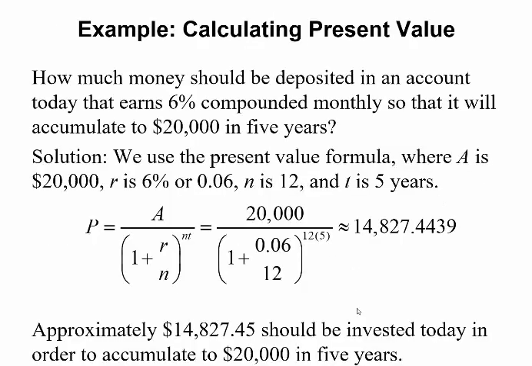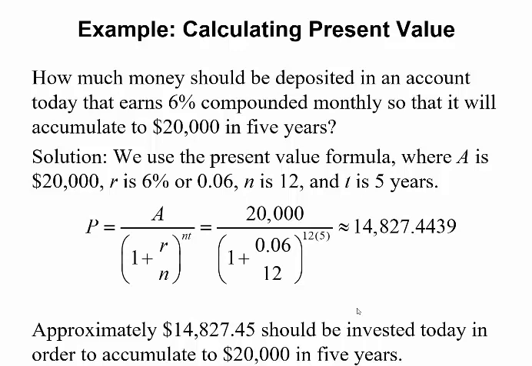All right, let's do an example. So how much money should be deposited into an account? So how much money is the present value today? I'm telling you that the account earns 6% compounded monthly, so that you will have $20,000 at the end of 5 years. Well, just use this present value formula.